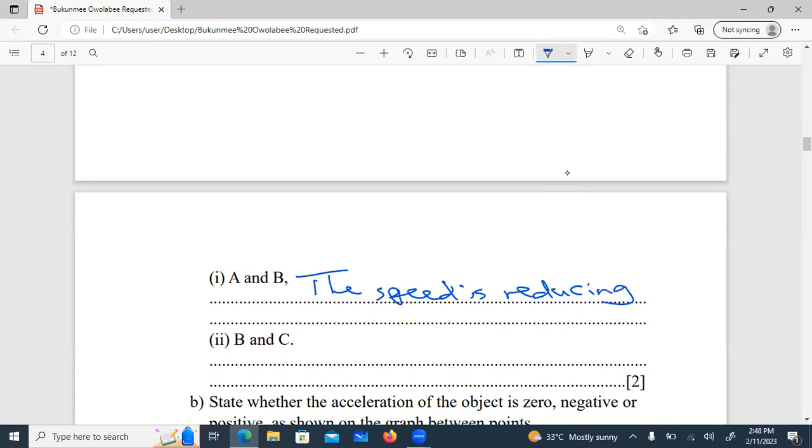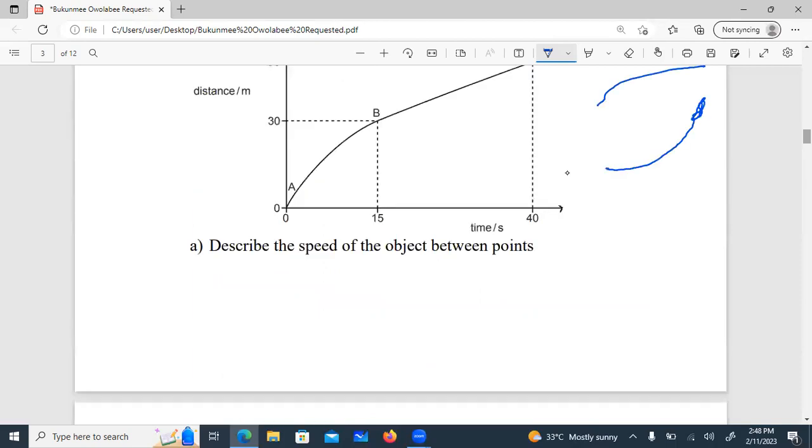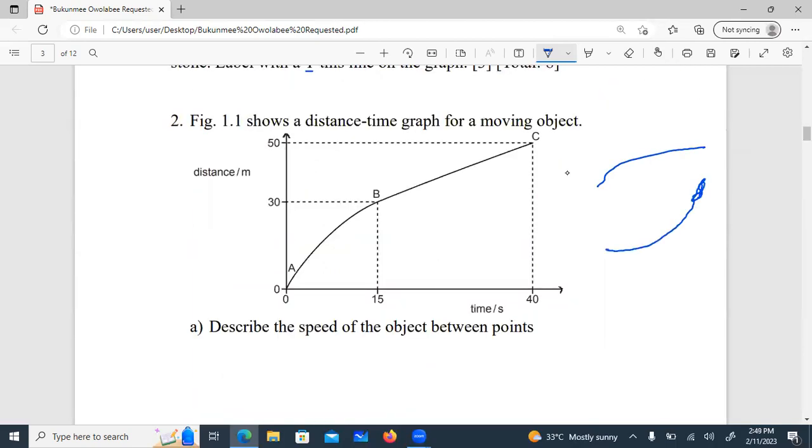What about between B and C? What happens? Look at the graph. From B to C, what do you have here? From B to C, we have a straight line. Yes, if you look at the graph, you see that from B to C is a straight line. And what does that mean? That means uniform acceleration from B to C.